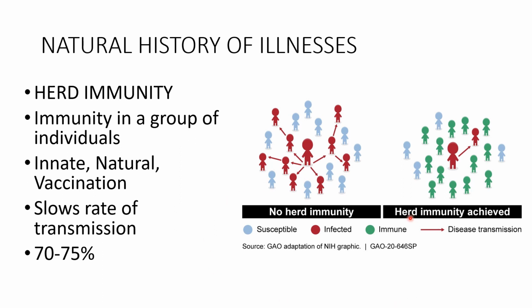Whereas if there is herd immunity, we are able to put a barrier to the spread of disease, because there are a number of immune individuals. That's why COVID-19 vaccinations are very important in limiting the spread of the disease and limiting the number of people that die from the disease. So I hope you get the concept of herd immunity.